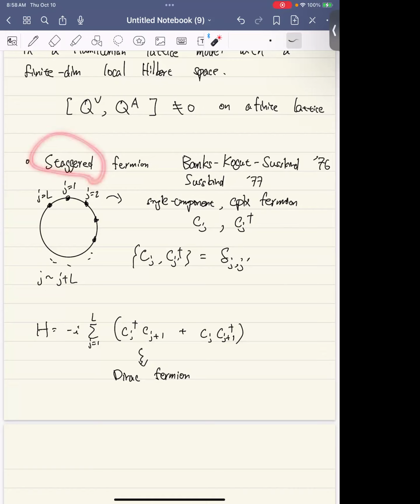The name staggered is probably most appropriate when you go to higher D, where the Hamiltonian will involve alternating signs. But in the lattice fermion literature, they still refer to this Hamiltonian as staggered fermion. And this terminology comes from the paper by Banks, Kogut, and Susskind. If you look into their paper, they call this staggered just because in a way they put different components of the continuum fermion on different sites.